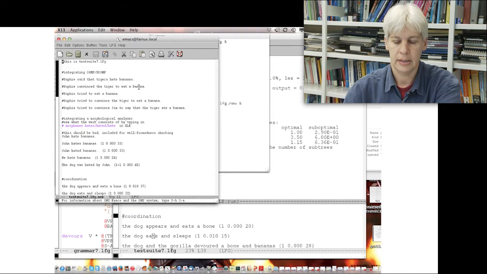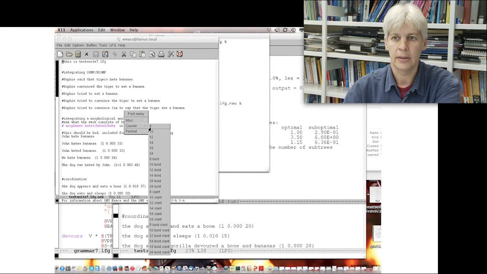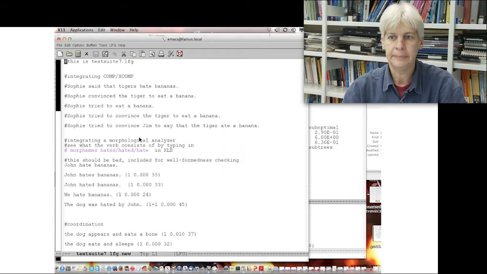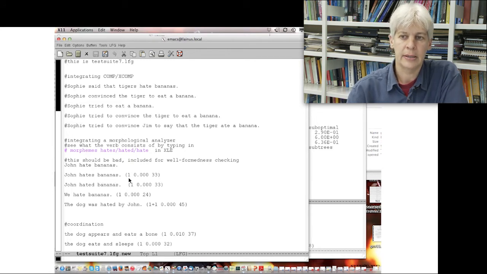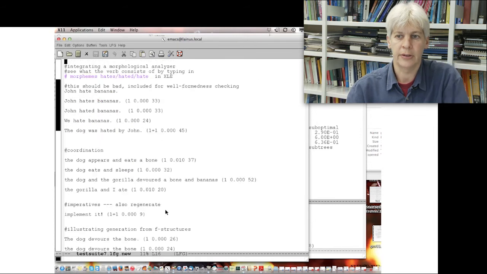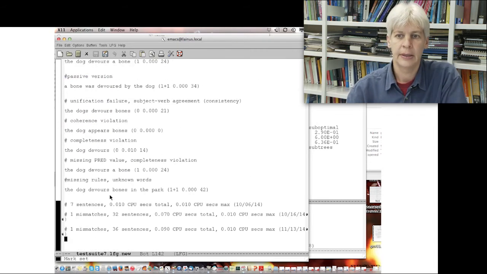Okay, so what it has here is all the information. So it hasn't parsed these because these are commented out, but here it says John hates bananas, went through with one analysis, that many CPU seconds, this many subtrees were unified. So it has a record of all this. Dog was hated by John, has one analysis plus one, which was unoptimal, this many CPU seconds, 45 subtrees unified. Okay, so this has a lot of information in it. I can scroll down to the end, and it gives me a history of what happened in the last few times I ran this test suite.